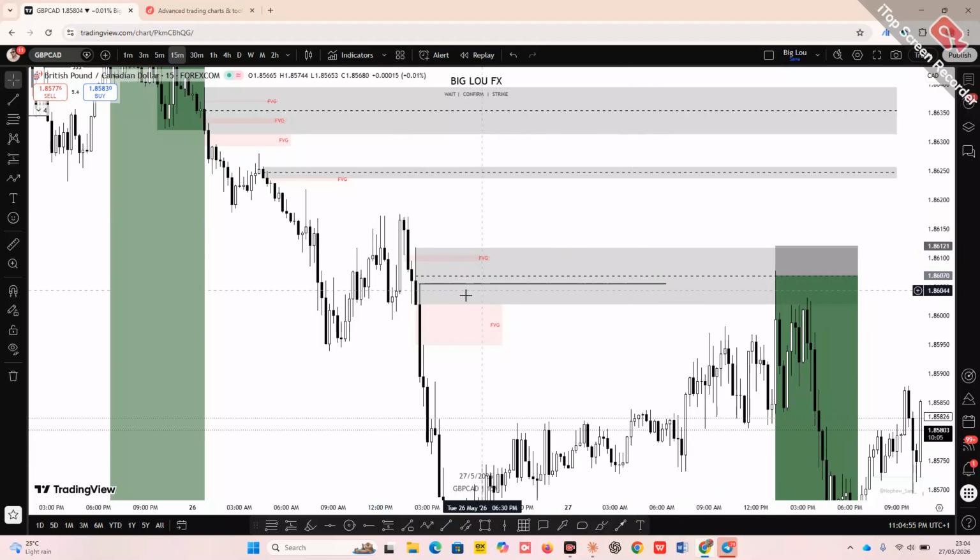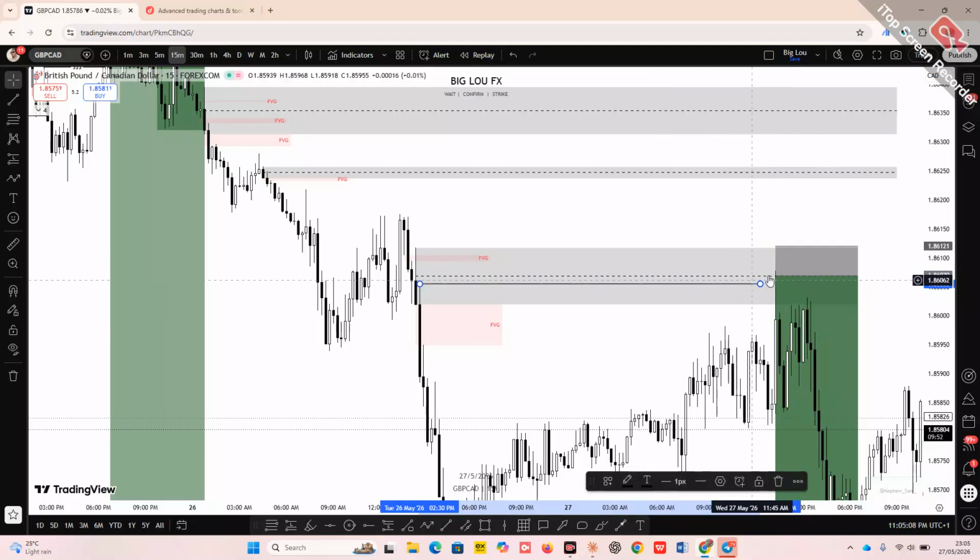You can see that. And what did market do? Market cleared it before market dumped. You can see how market cleared it. That is one of the reasons I can even put my entry somewhere here.